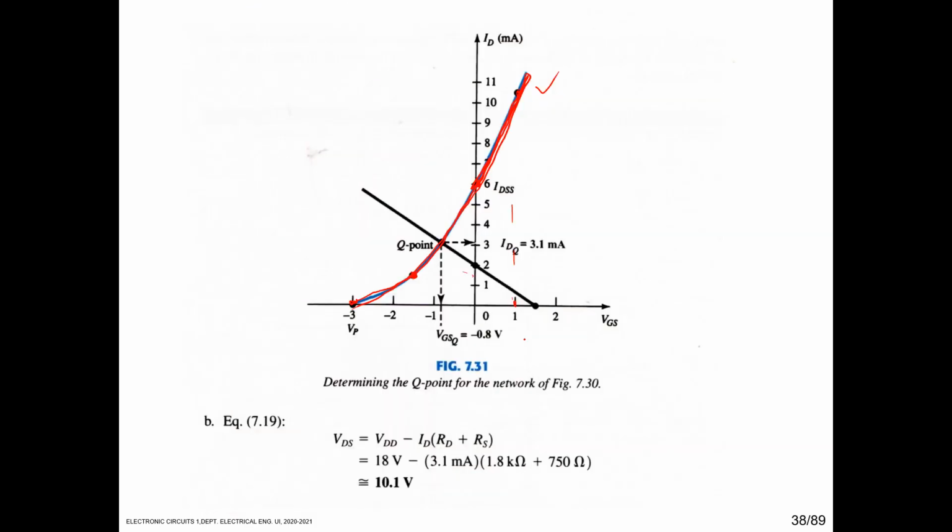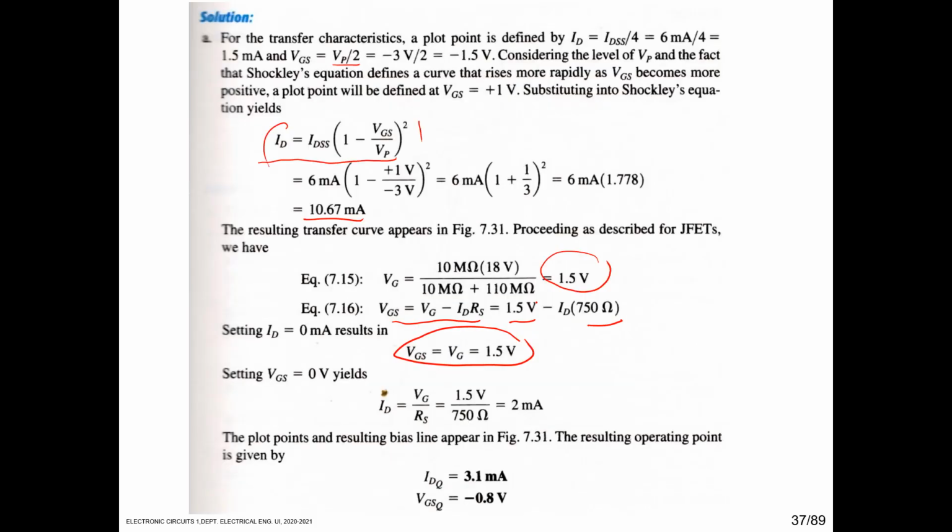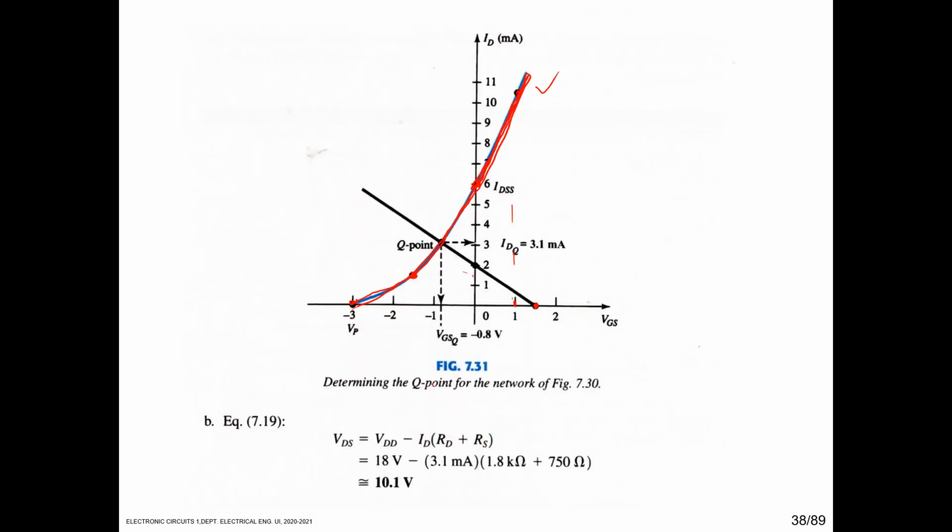So we put this one here. When ID is 0, VGS is 1.5. And then when VGS is 0, ID is VG per RS, which is 2 milliampere here. Okay, so this is the circuit characteristic. The intersection is the key point here. And IDQ here is 3.1 milliampere and VGSQ is minus 0.8.